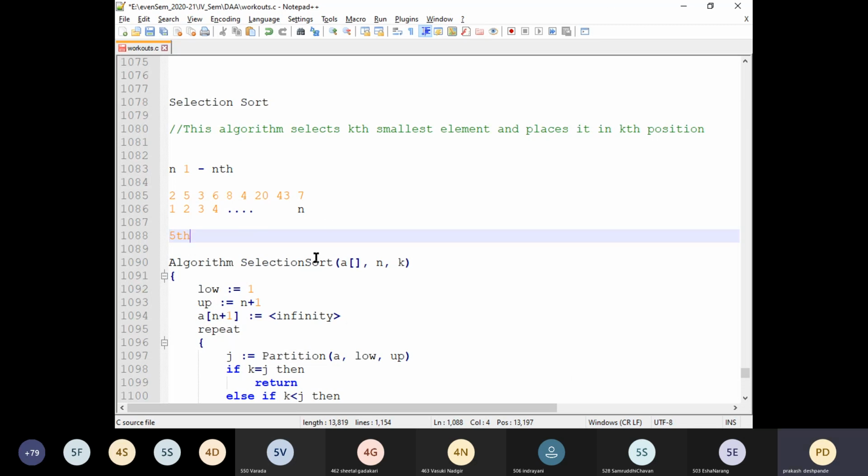Understood the basics, the applications where we use the selection sort, and the purpose of using the selection sort in the divide and conquer method? In divide and conquer, the selection sort doesn't sort the entire elements. The focus is not on sorting all the elements of the array, but rather on positioning the kth smallest element at the kth position. Is that understood?